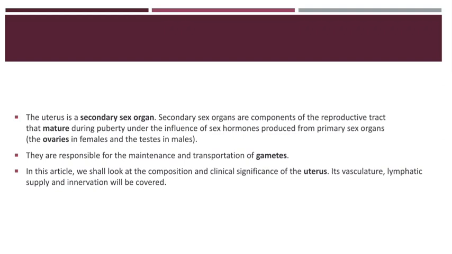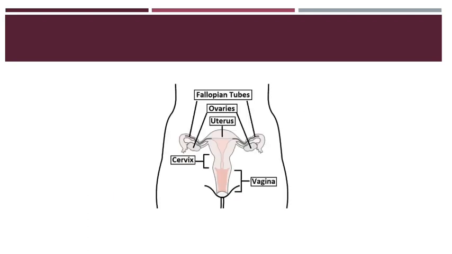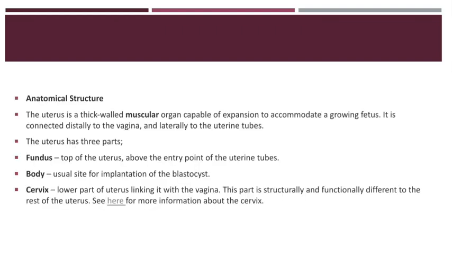In this article, we will look at the composition and the clinical significance of the uterus, and its vasculature, lymphatic supply and innervation will be covered in this topic. This is the structure of the uterus, which has parts like the fallopian tubes, ovary, uterus, cervix and vagina. So the T-shaped organ is called the uterus here.